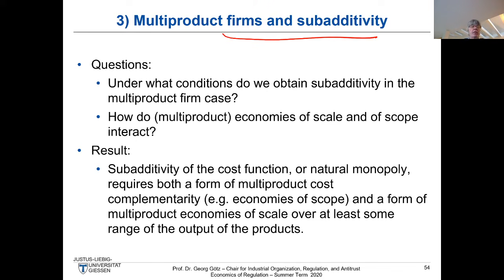Okay, multi-product firms and subadditivity. So here, in the context of economies of scale, we introduce subadditivity in order to look for our natural monopoly. Is it cheaper to produce the total output of a single product within a single firm or in several? Now the question is, under what conditions do we obtain subadditivity in a multi-product firm? So should we produce all cars in a single car company? That's more or less like what we had in the former Eastern communist bloc, where you had huge conglomerates which were the only ones providing certain services.